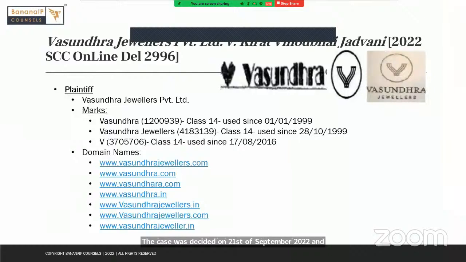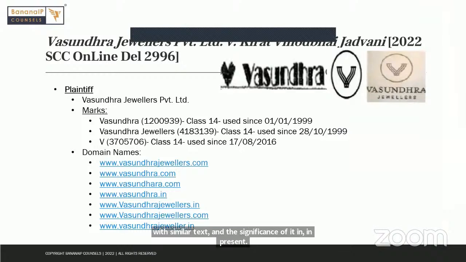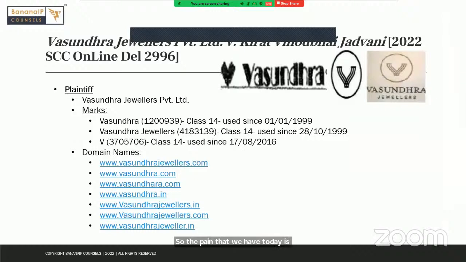And it is very relevant for us as it decides on the basis of deceptive similarity between two device marks with similar text, and the significance of it in the present context of trademark jurisprudence. So the plaintiff that we have today is Vasundhara Jewellers Private Limited, and they have been involved in the business of jewelry making. They have high-end jewelry that they have been selling, manufacturing and designing since the early 90s.